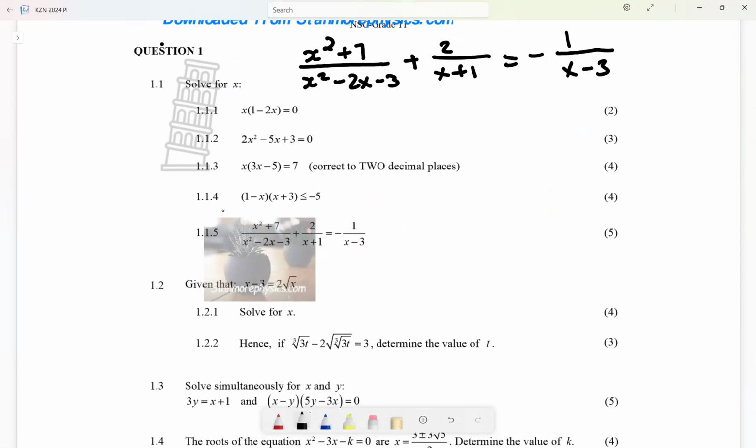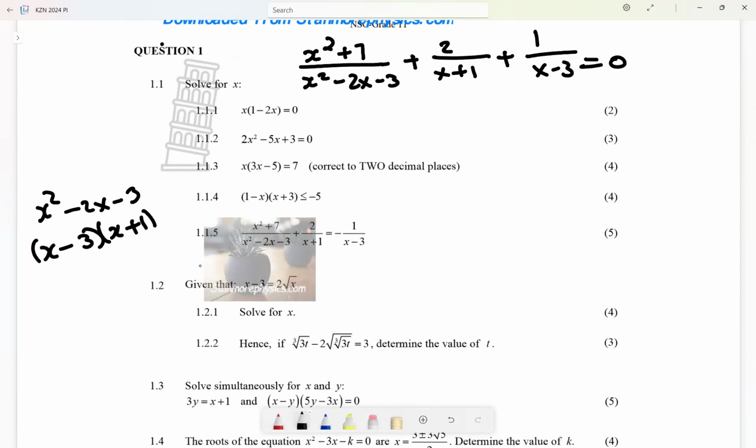So what I'll do, I'll take this negative to the other side so that it becomes positive. 1 divided by x minus 3 will be equal to 0, okay? Now what I need to find here is the lowest common denominator. But remember, I can simplify this. What is x squared minus 2x minus 3? I can simplify this into x minus 3, x plus 1.